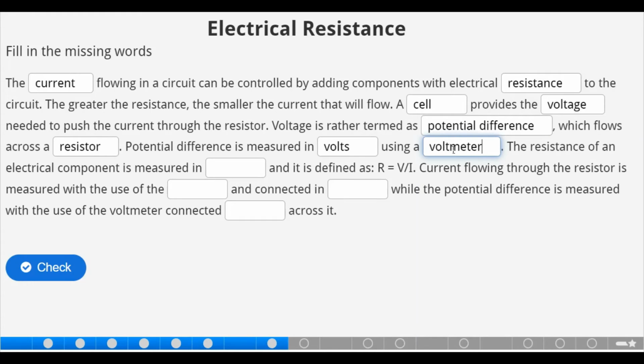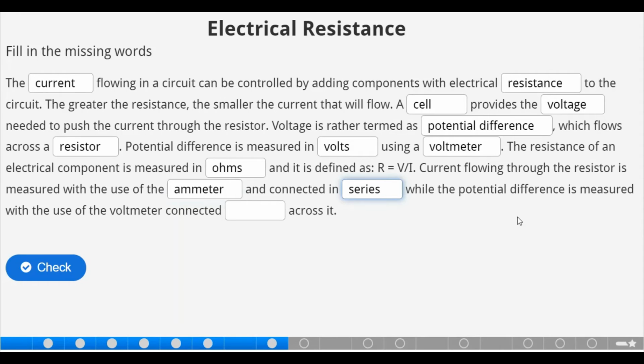The resistance of an electrical component is measured in ohms. And it is defined as R, which is the resistance, is equal to what? V divided by I. That is voltage divided by what? The current. Current flowing through the resistor is measured with the use of the ammeter and connected in series, while the potential difference is measured with the use of voltmeter connected parallel across it. Let's check.